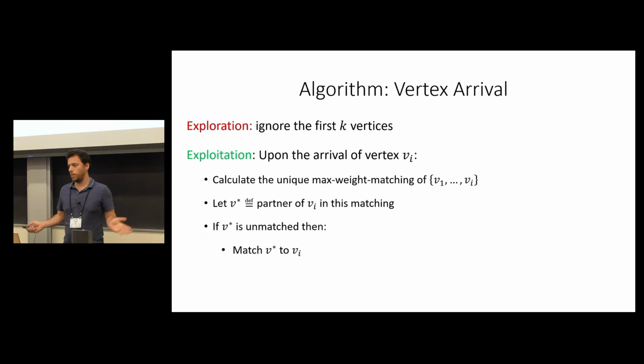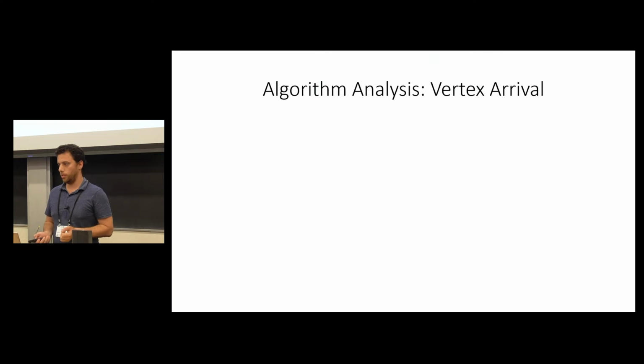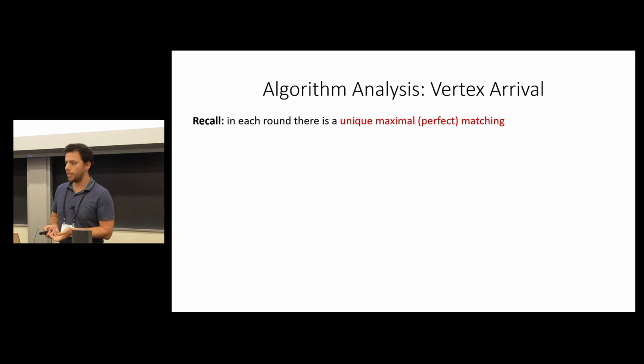And if it's available, then we just match them. So this is a very straightforward algorithm. Every step, we calculate the max weight matching, find the partner of the current vertex that arrived, and match it if it's available. Okay, so let's continue to the ideas in the analysis.